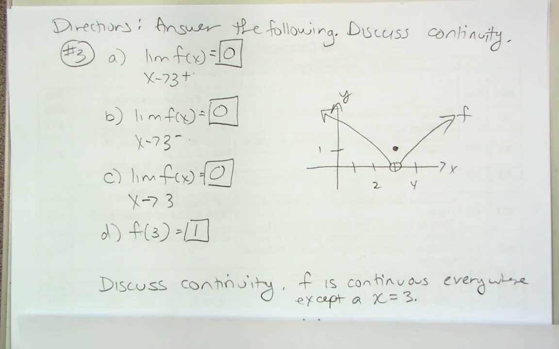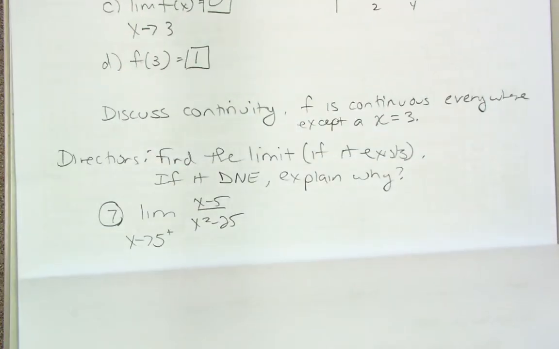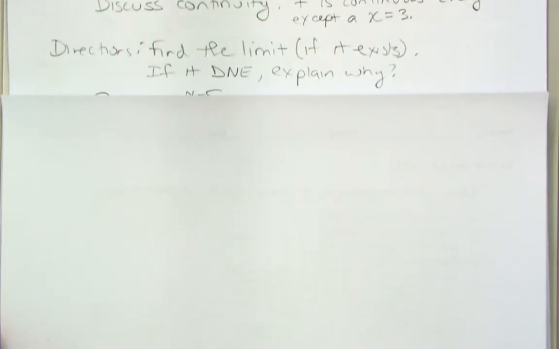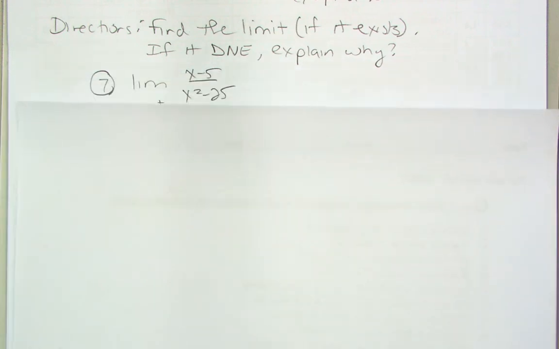So let's go to the next section. The next section was 7 through 20. It says directions: just find the limit if it exists. If it does not exist, explain why. So again, I'm not doing continuity quite yet. I'm doing some practicing before I do that.